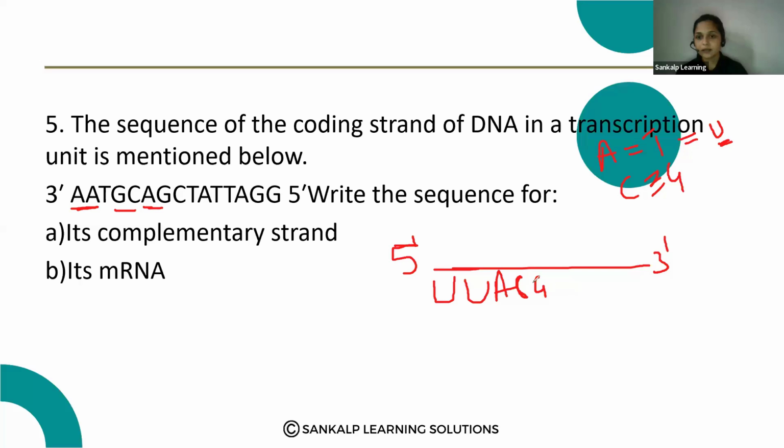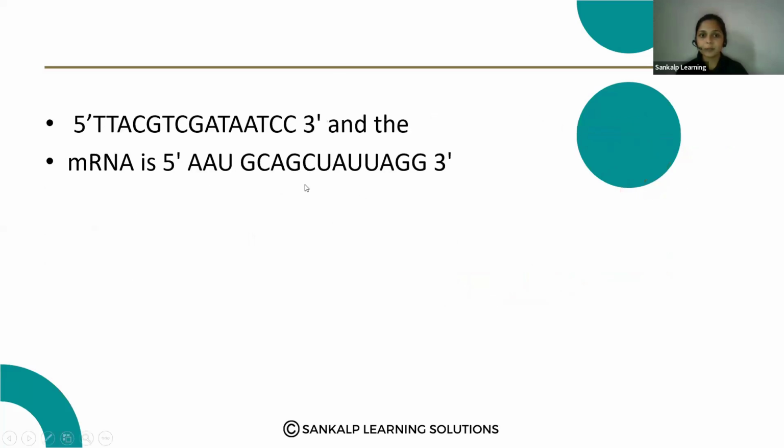Then A, again U, then G, cytosine, then C, G. This is how you have to write it. The only thing you have to do is that thymine should be replaced by uracil. You have to write U. Let us see the answer.